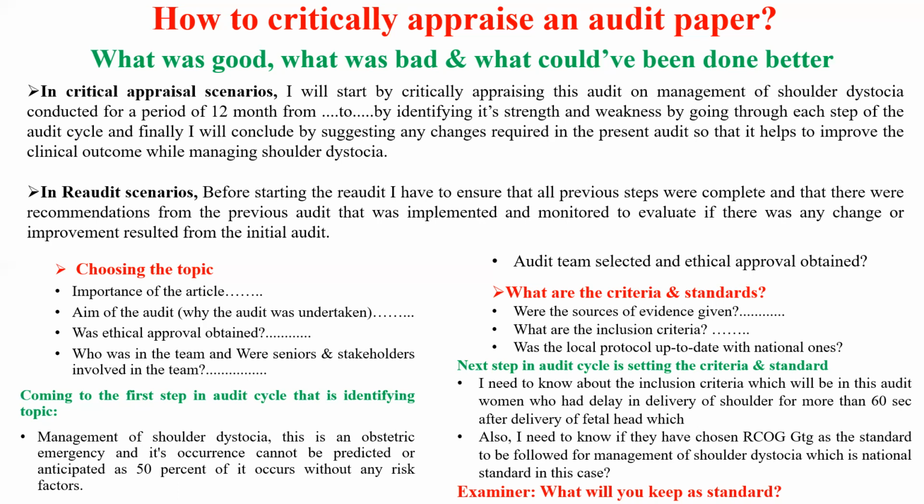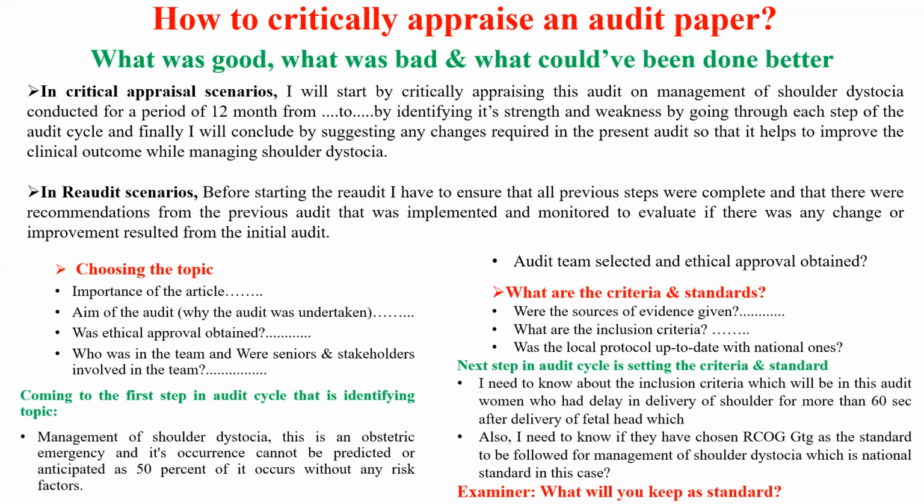Coming on your way, how to go through the second step of the audit, what are the criteria and the standards? Here, you have to mention if the sources of evidence were given, if there was inclusion criteria for the audit, and whether the local protocol is up to date with the national one or not.